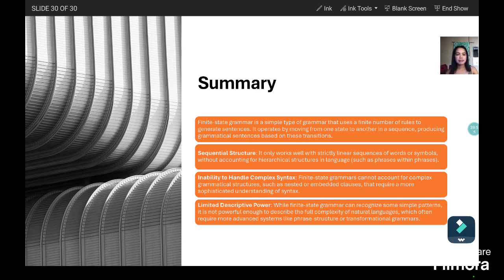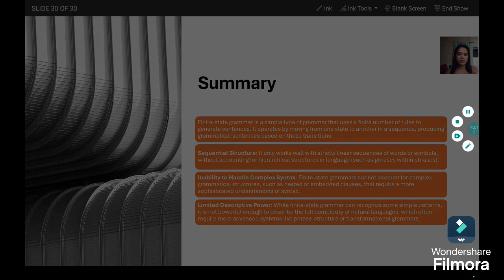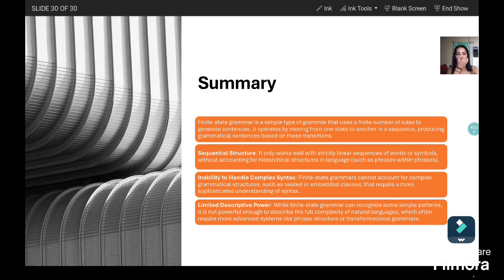Next is limited descriptive power. While finite state grammar can recognize some simple patterns, it is not powerful enough to describe the full complexity of natural language, which often requires more advanced systems like phrase structure or transformational grammar. So that is all about finite state grammar.